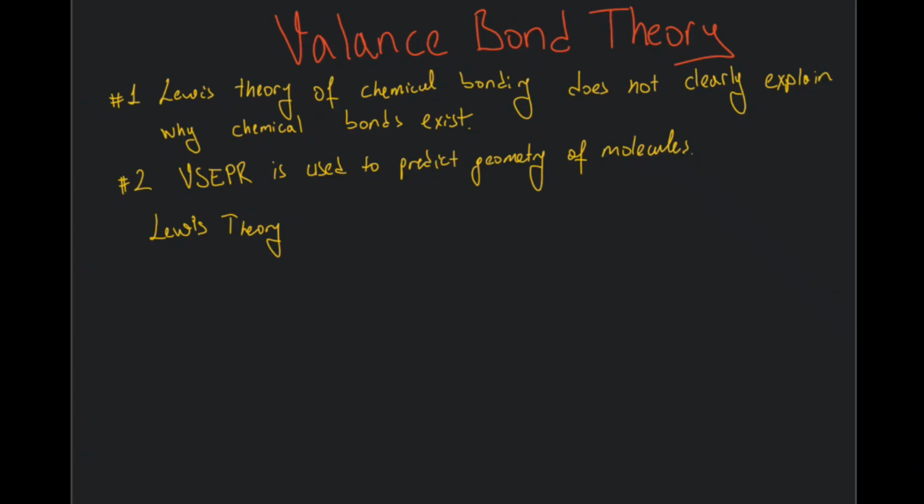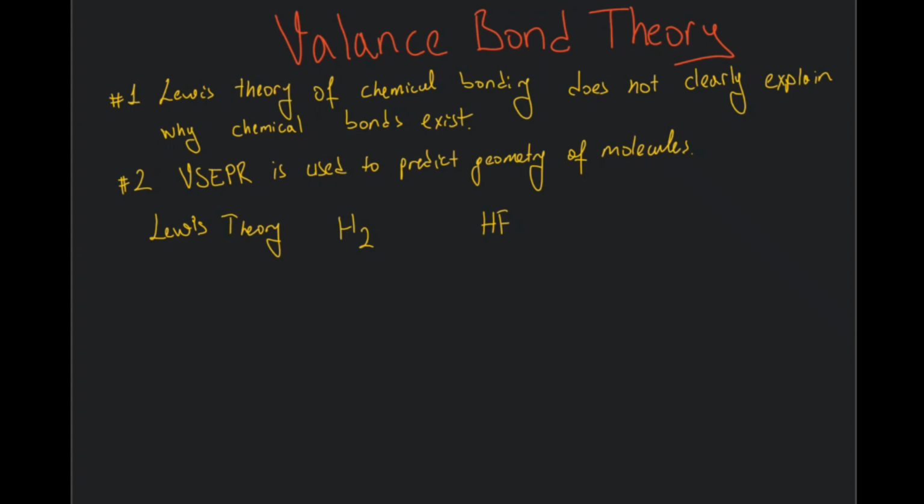Today I will talk about the valence bond theory. If you remember from my previous video, I talked about the Lewis theory and the VSEPR theory. Lewis theory of chemical bonding does not clearly explain why chemical bonds exist, and VSEPR is used to predict the geometry of the molecule. For instance, if we look at the Lewis theory, we can give two examples: one of them is hydrogen and the other is hydrogen fluoride.